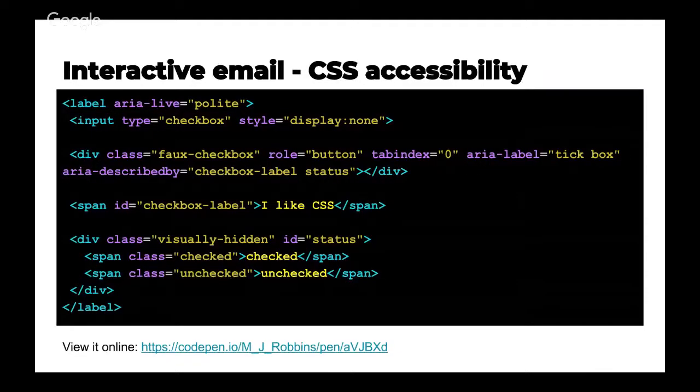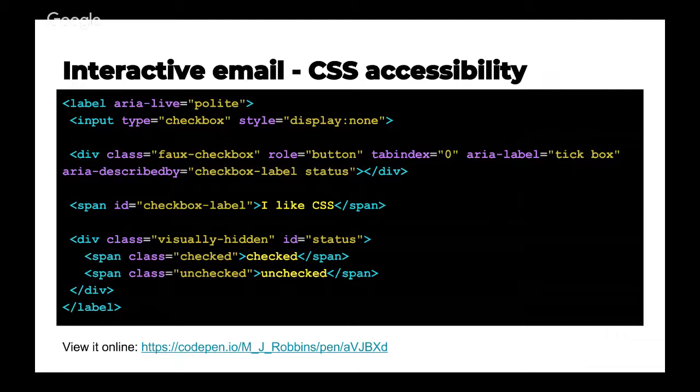So here's the code I use for it. I also have a link at the bottom here to view it on CodePen. I have a label wrapping everything, so if you click inside the label, then that will change the state of the button. So it's a large target for people to click on. Then inside that, I have a checkbox that's controlling the functionality, but it's set to display none.